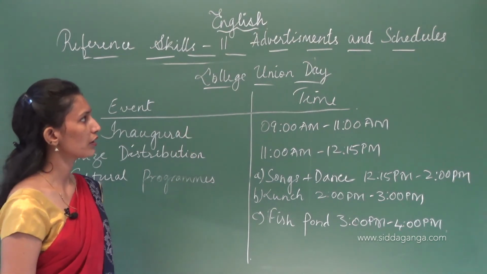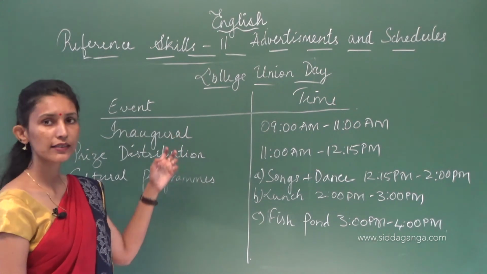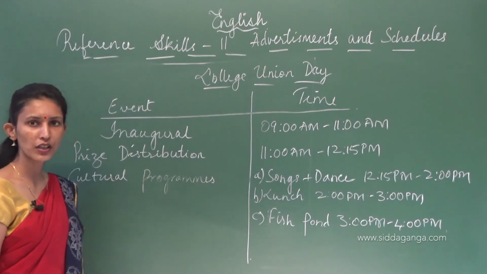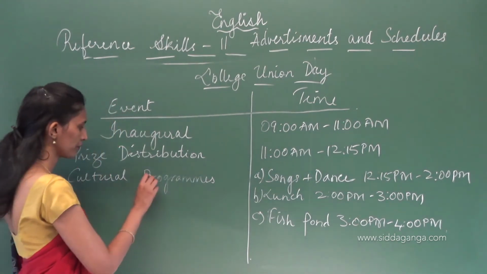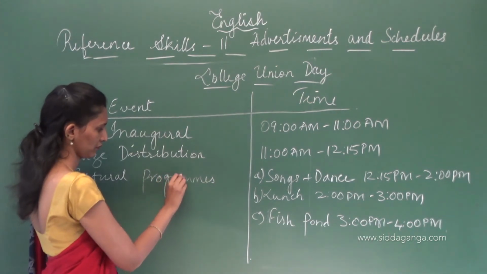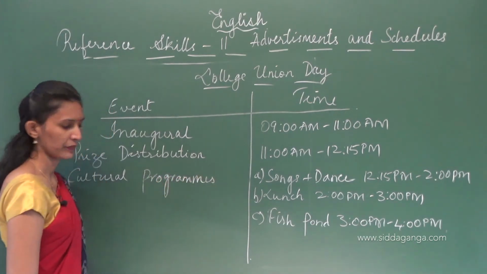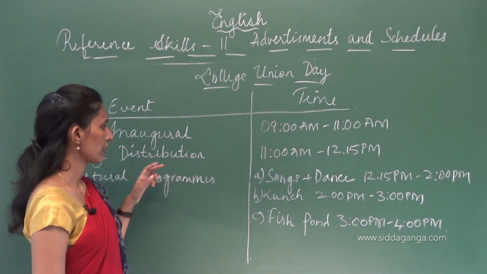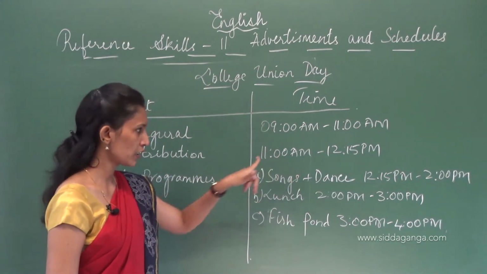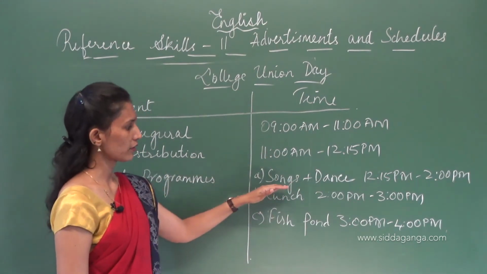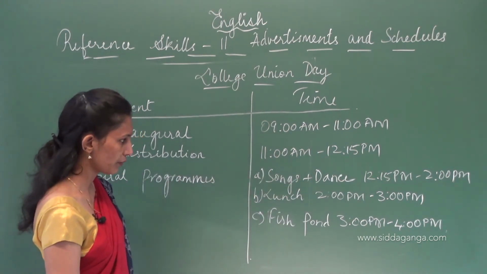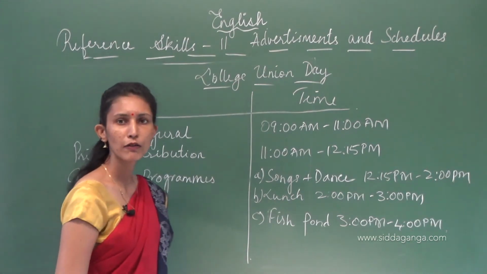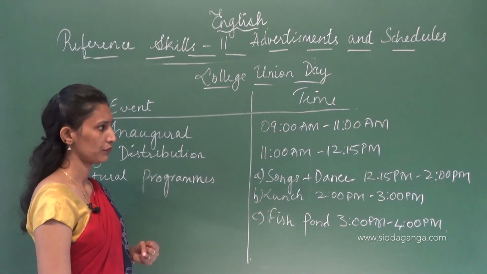See, the schedule is of a college union day. What is there? Events are put down. An inaugural, prize distribution followed by cultural programs. There is nothing more. So the inaugural is from 9 a.m. to 11 a.m. The prize distribution is from 11 a.m. to 12:15, and the cultural programs, what are they? Songs and dance from 12:15 to 2 p.m., lunch from 2 p.m. to 3 p.m., fish pond from 3 p.m. to 4 p.m.